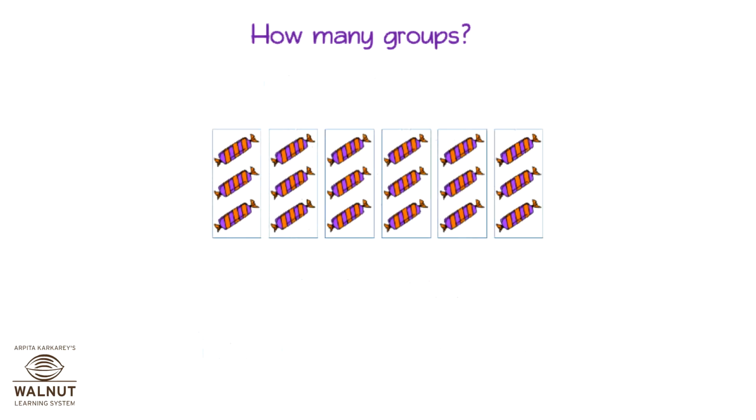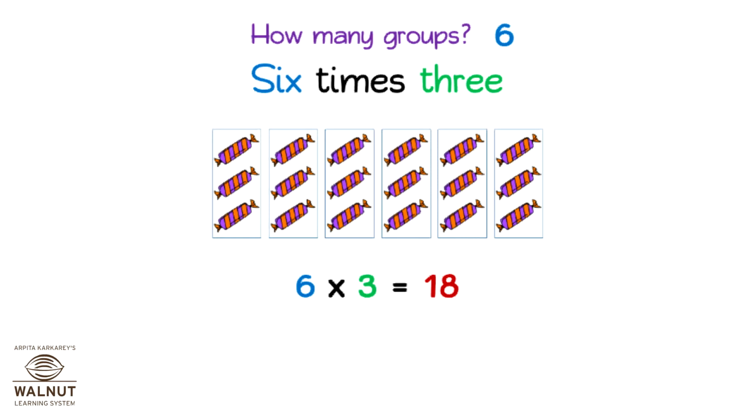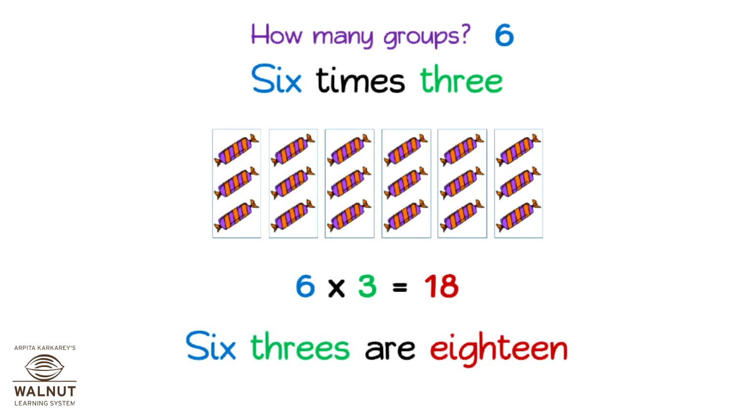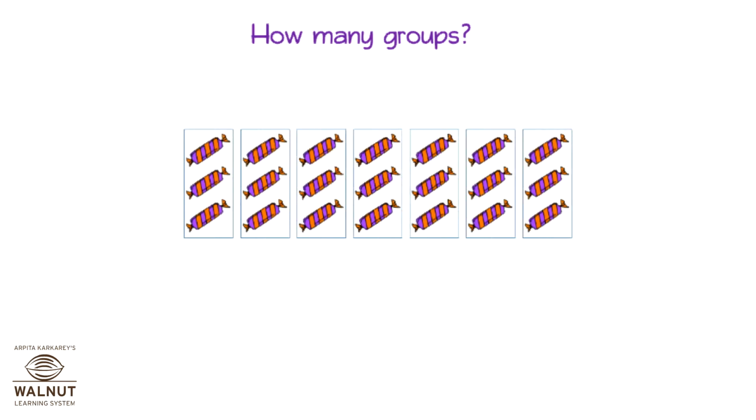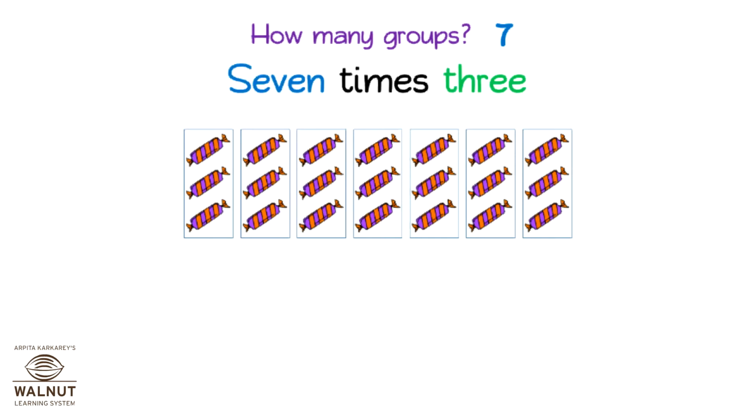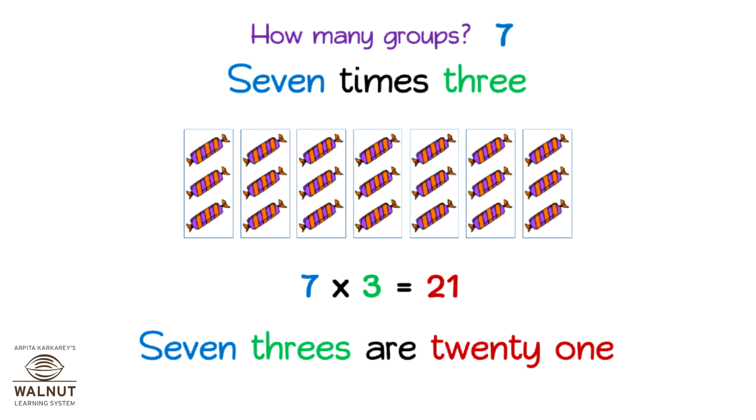How many groups do we have? 6. That is 6 times 3. We write it as 6 multiplied by 3, which is 18. We read it as 6 threes are 18. How many groups do we have? 7. That is 7 times 3. We write it as 7 multiplied by 3, which is 21. We read it as 7 threes are 21.